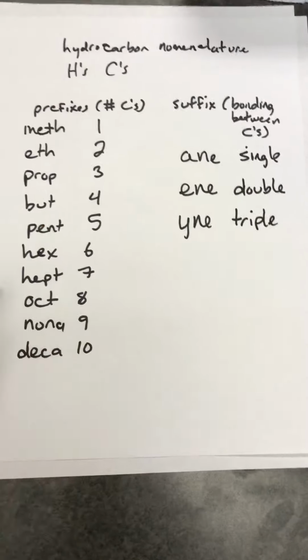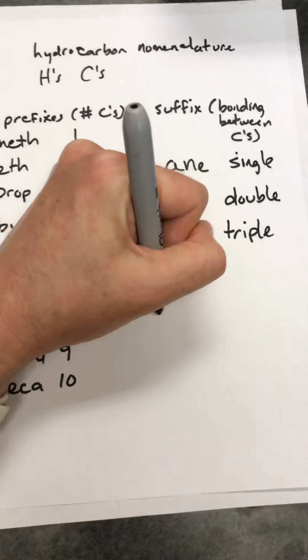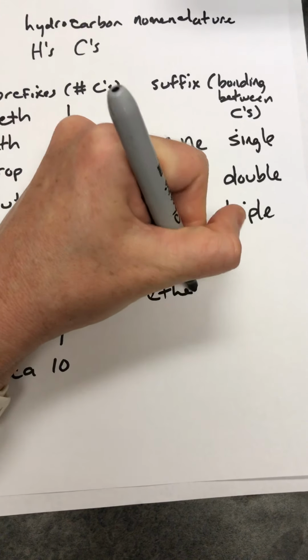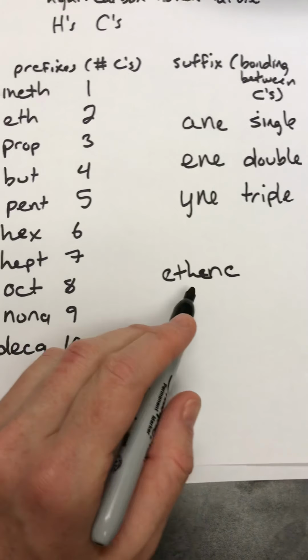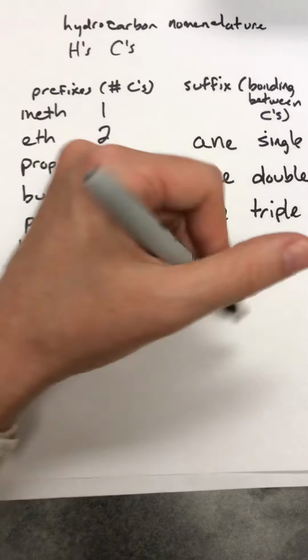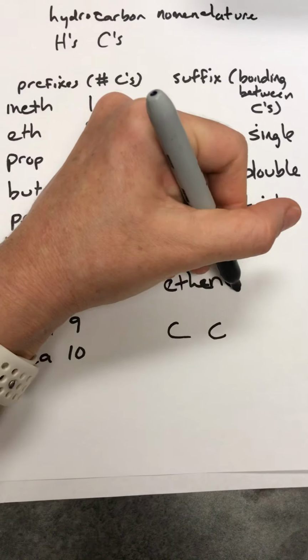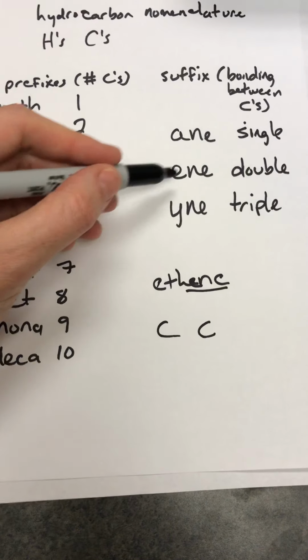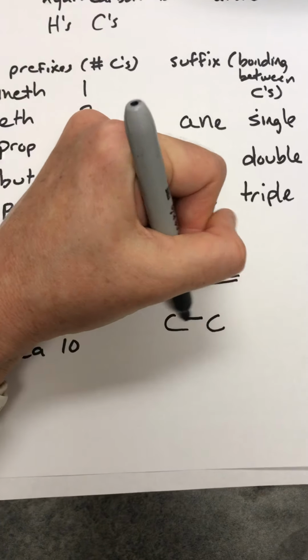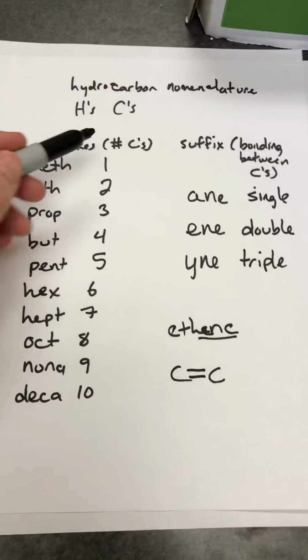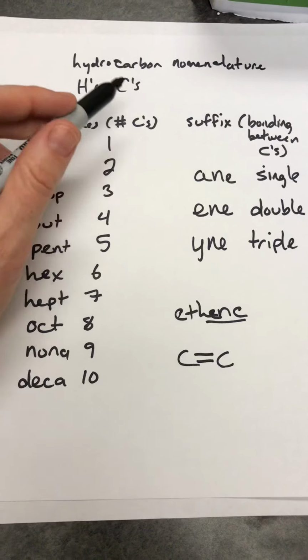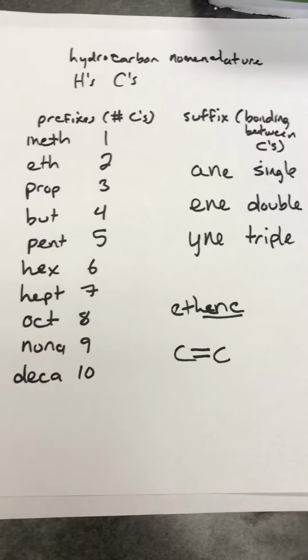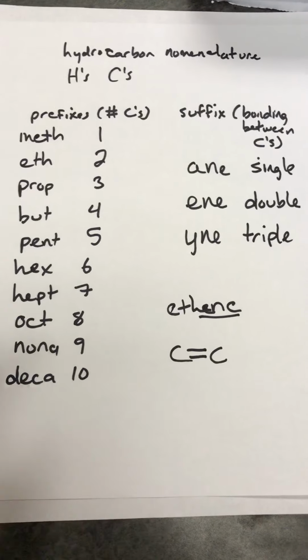So when you put these together, let me give you an example. Let's say I say ethene. Ethene is going to be a compound that consists of 2 carbons. The ene tells you that the bond between them is going to be double. But remember, hydrocarbons are made of H's and C's. In other words, we're looking at hydrogens and carbons, so we're missing hydrogens on this hydrocarbon.